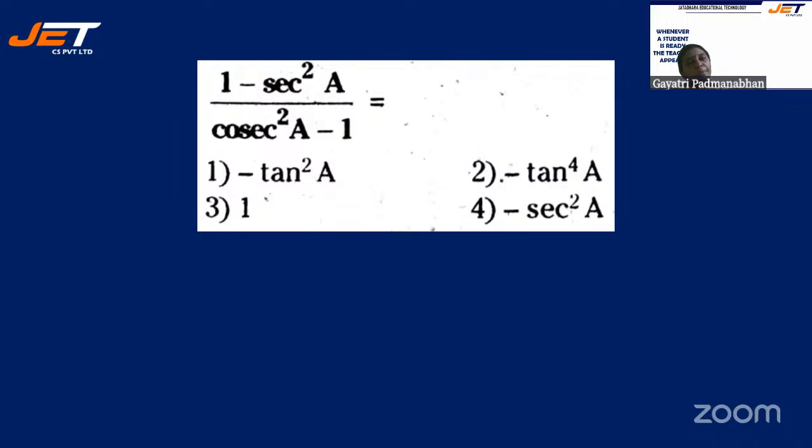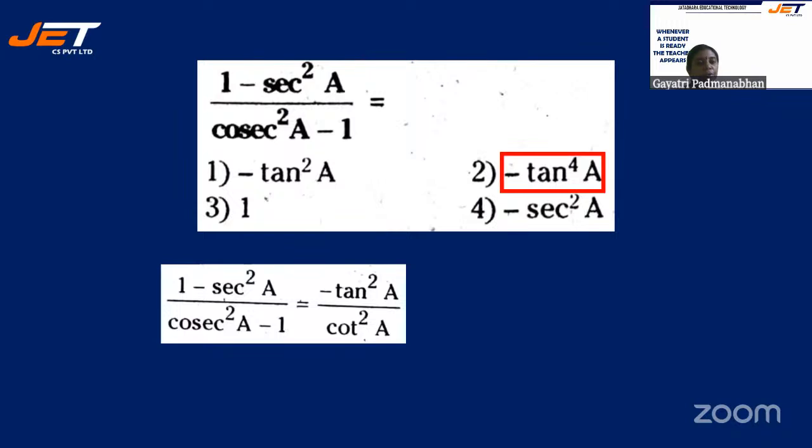All right, so 1 minus secant square theta. Okay, 1 minus secant square theta by cosecant square theta minus 1. Right, now how do we do this? 1 minus secant square theta is nothing but minus tan square theta. Cosecant square theta minus 1 is cot square theta.